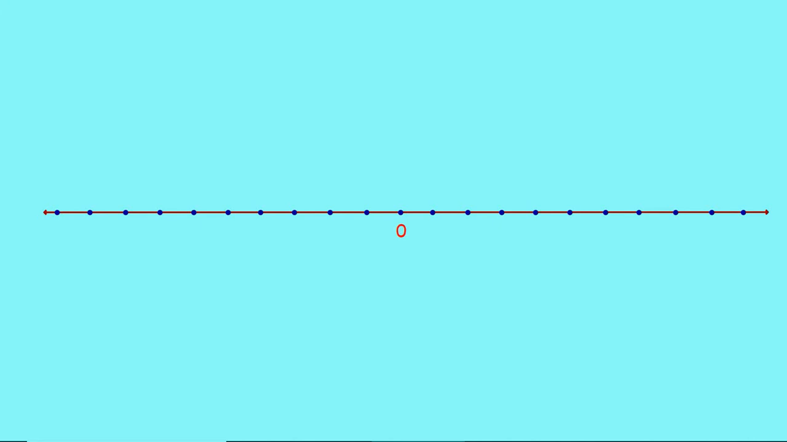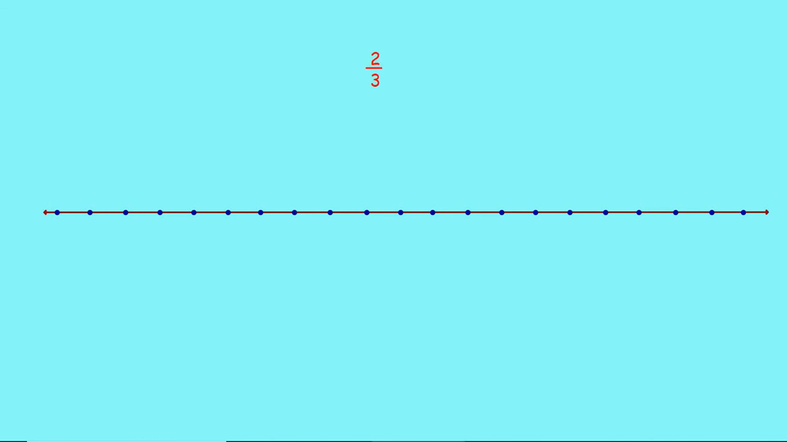Now, mark 0 on the number line. To the right of this 0 represents positive numbers and to the left of the 0 represents negative numbers. That is -7, -6, -5, -4, -3, -2, -1, etc. on the left side, and 1, 2, 3, 4, 5, 6, 7, 8, etc. on the right side of the number line.